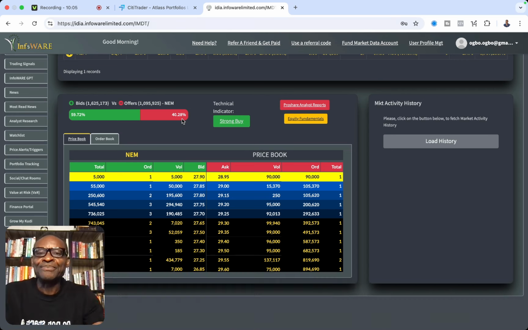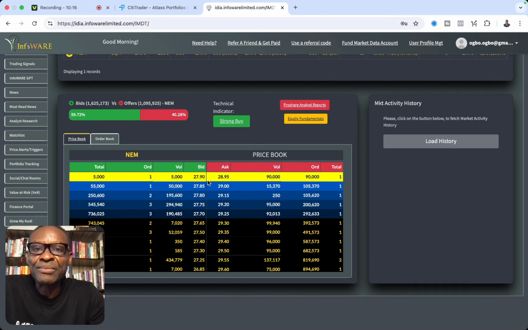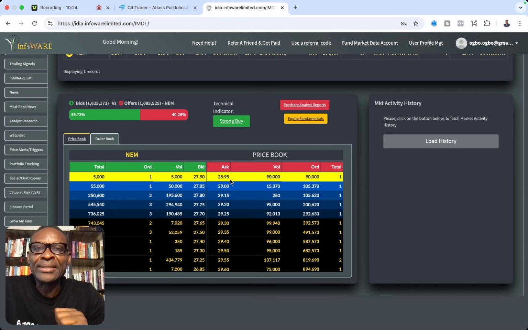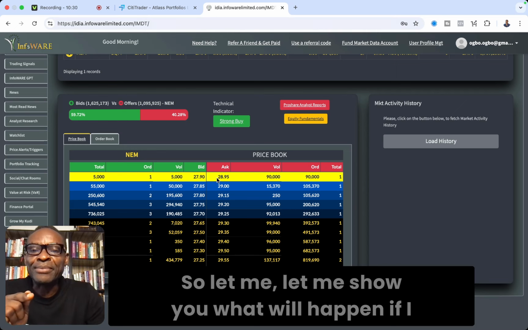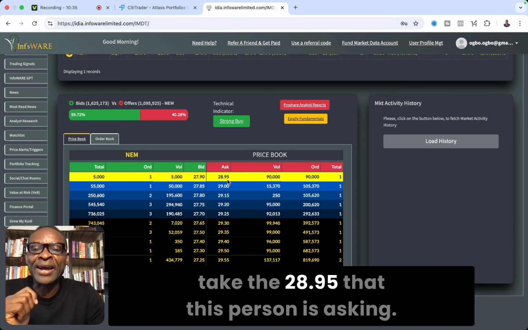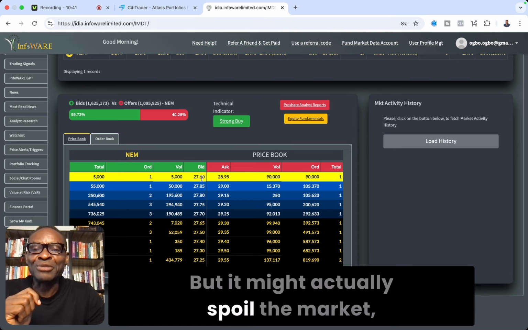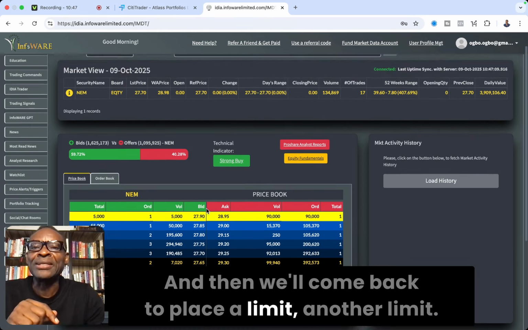So as it is now, I could easily bid for the same 27.90 that someone is bidding for here, but this seller is asking for 28.95 for name insurance. Let me show you what will happen immediately. Let me show you what will happen if I take the 28.95 that this person is asking. But it might actually spoil the market. But just for illustration purposes, and then we'll come back to place a limit, another limit.